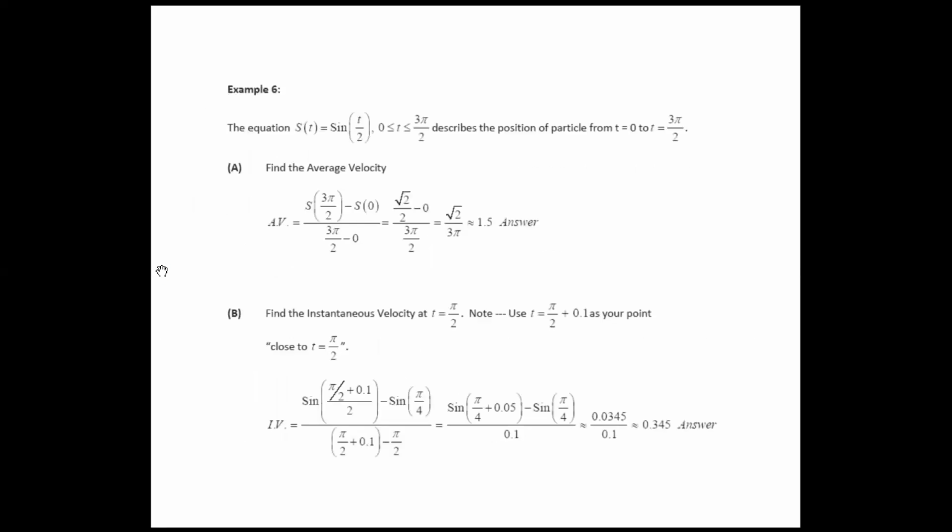Now, example 6, we would like to do a trigonometric one, and this is the sine of t over 2, where t is between 0 and 3 pi over 2. The reason we've chosen 3 pi over 2, you have had trigonometry. That's a prerequisite for most calculus courses.